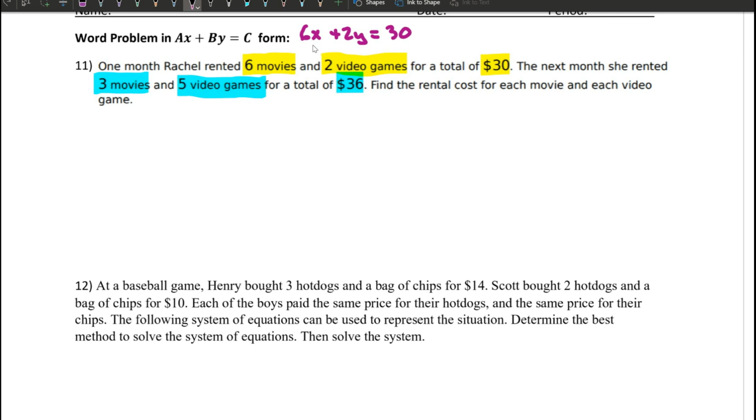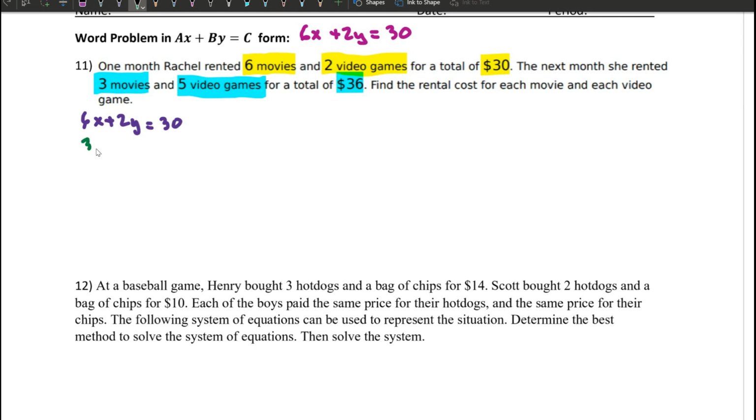Which means x represents the cost to rent a movie and y represents the cost to rent a video game. It's not the number of video games, it's the cost to rent a video game. So we have the first equation right there: 6x plus 2y equal to 30. I think that will help you pick up how the equation looks.